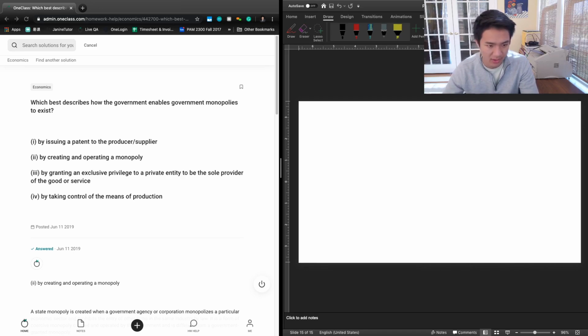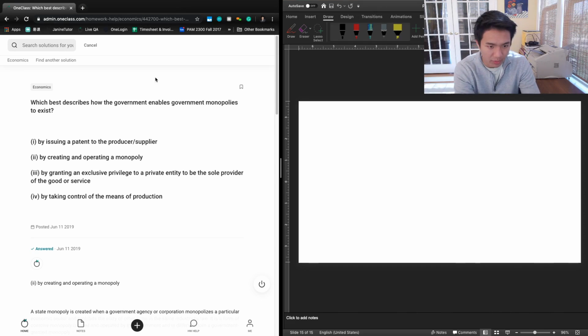Three says by granting an exclusive privilege to a private entity to be the sole provider of the good or service. And while, again, this is going to be a government-granted monopoly, it is not a government-run monopoly. And so, again, that's not going to be the right answer here. And finally, four, by taking control of the means of production. That doesn't really grant a monopoly to anybody, so that's not going to be the right answer here. So B, or two, is going to be the best answer, by creating and operating a monopoly.